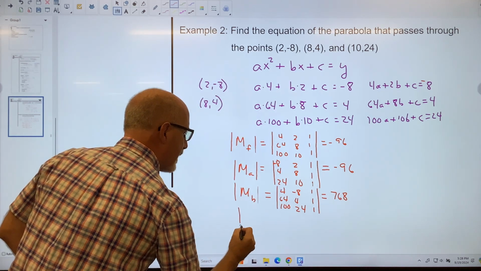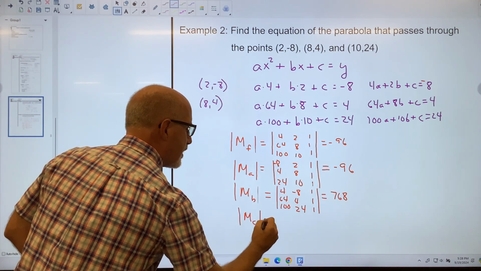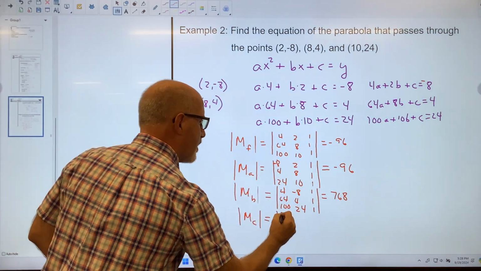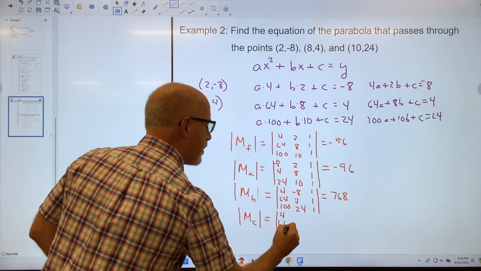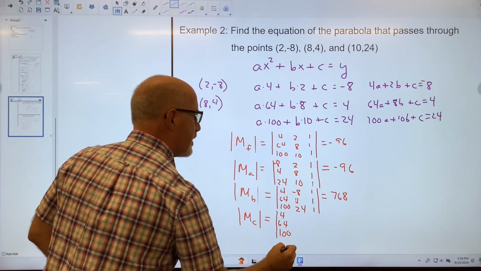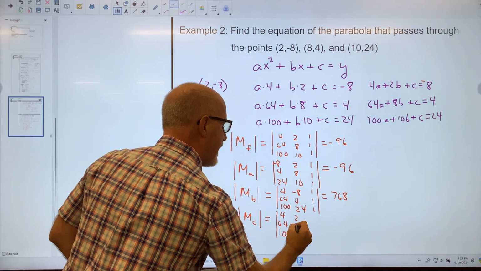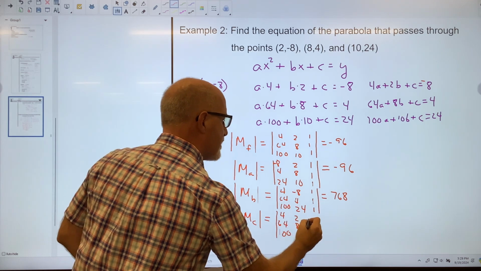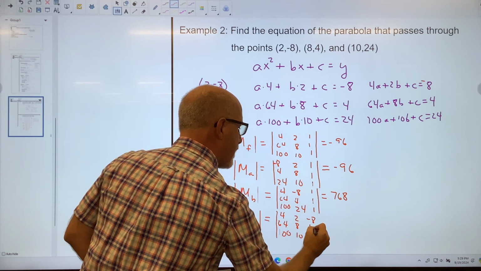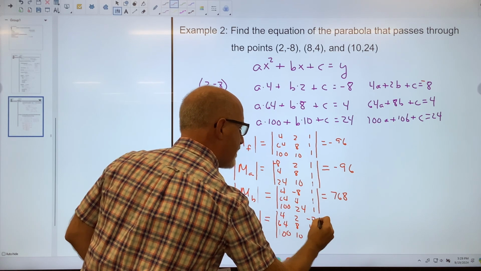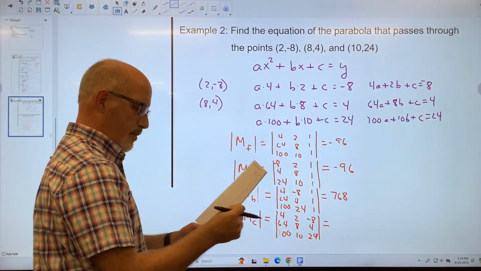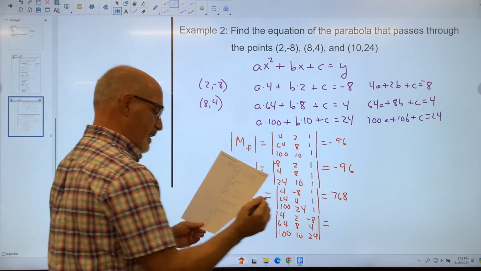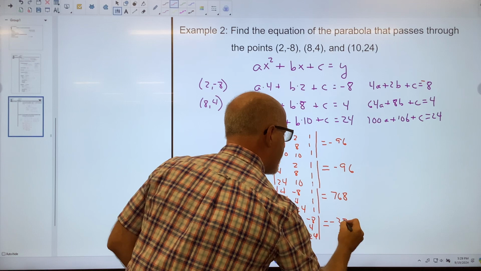And then when I do my C matrix determinant, I'm going to leave the first column alone, 4, 64, and 100. Leave the second one alone, 2, 8, and 10. And then replace the C coefficients with the constants, negative 8, 4, and 24. And when I do that one, double check it just to make sure. When I do that one on my calculator, I calculate that to be negative 384.